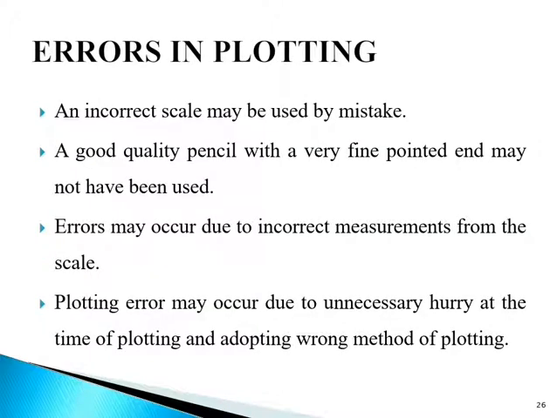The last one is errors in plotting. An incorrect scale may be used by mistake. A good quality pencil with a very fine pointed end may not have been used. Errors may occur due to incorrect measurements from the scale. Plotting error may occur due to unnecessary hurry at the time of plotting and adopting a wrong method of plotting. Like if we are taking a scale of 1 centimeter equal to 1 meter, and by mistake we take 1 centimeter equal to 2 meters, then the whole scenario will be changed. So this error is due to plotting.